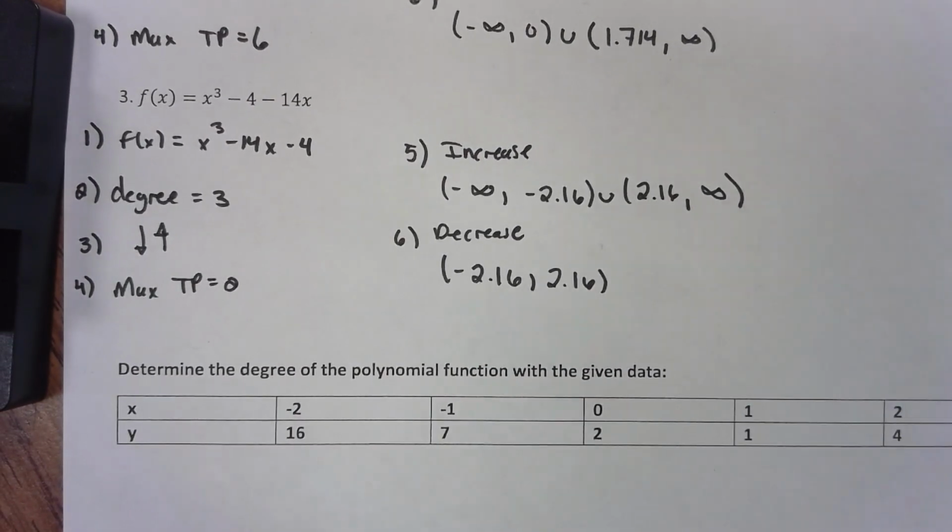You can go ahead and check your standard form, degree of 3, and behavior, right side up, left side down, max turning point 2. This time we are decreasing in the middle of this graph, and we are increasing everywhere else. So negative infinity to negative 2.16, and then 2.16 to positive infinity is where this graph is increasing, and then decreasing in between those two endpoints.